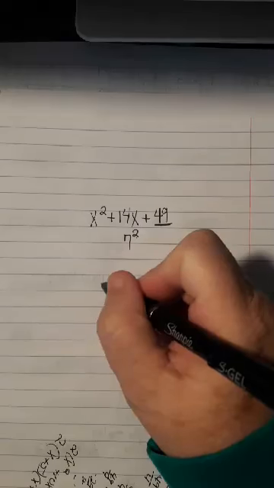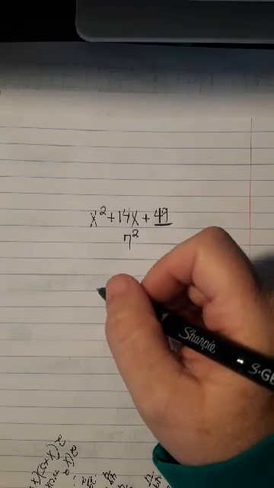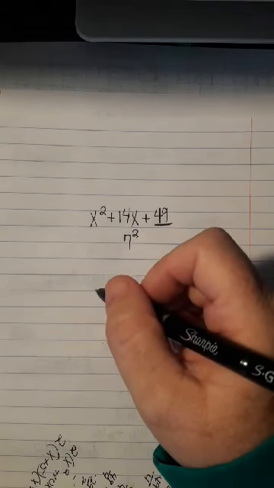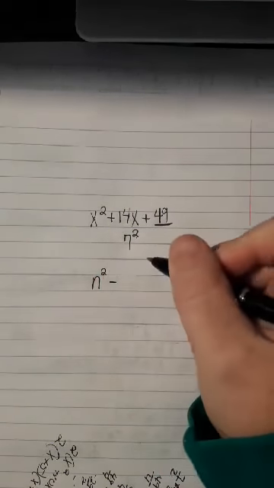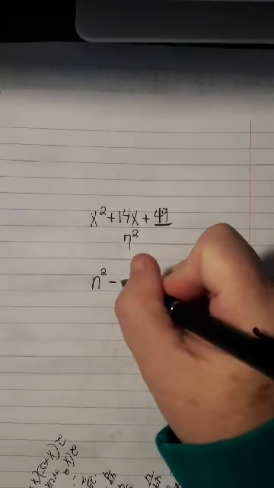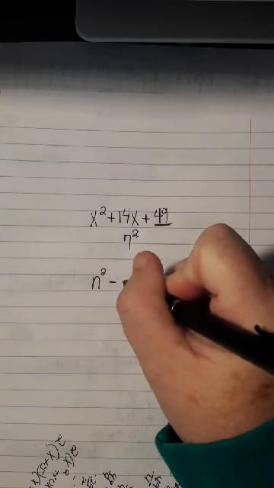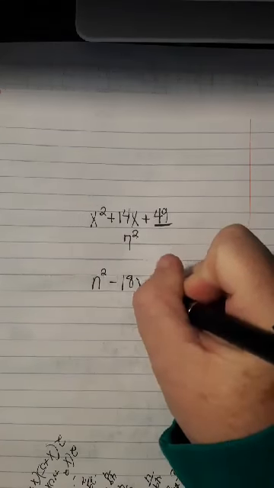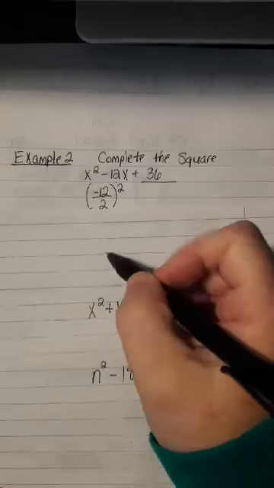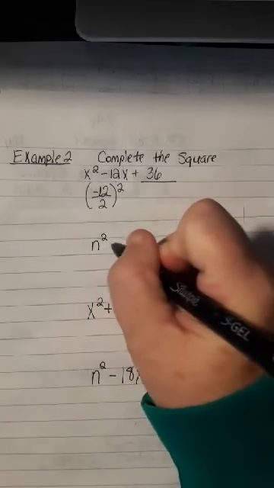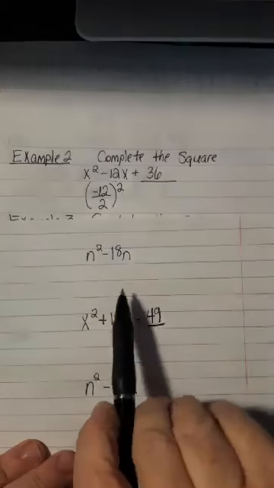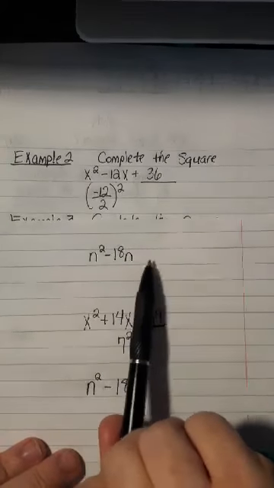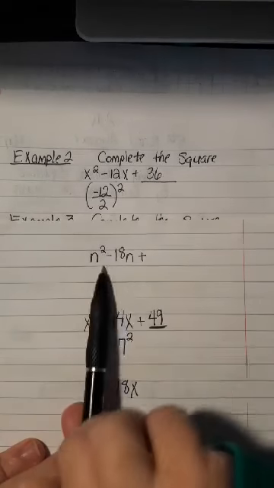Let's do another. I'm going to see if you can answer this one, if you're still there. I can't tell. N squared minus 18. Oh, wrong letter. Let me do another one right here. N squared minus 18n. And then y'all have got to tell me what number am I going to put at the end to make that a perfect square trinomial.